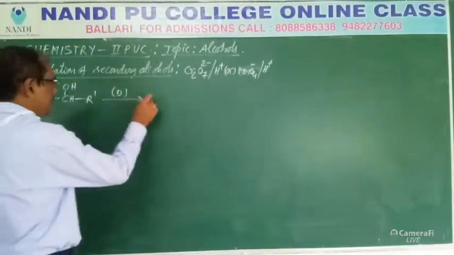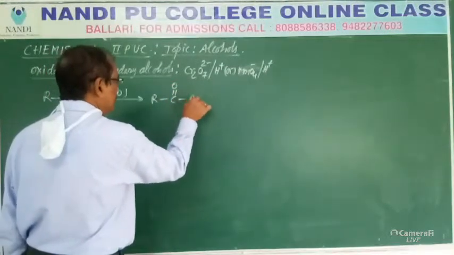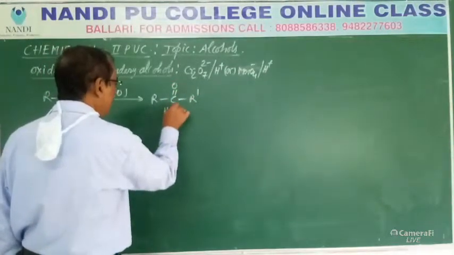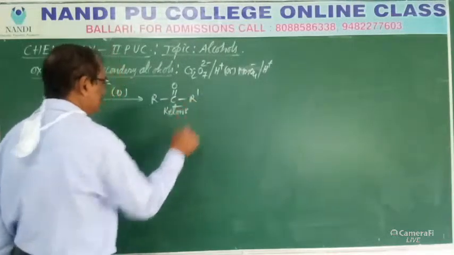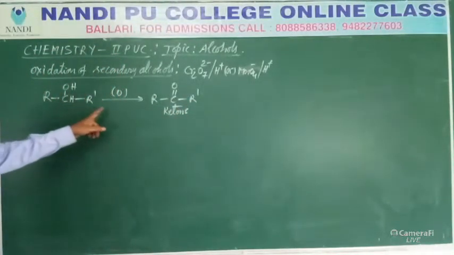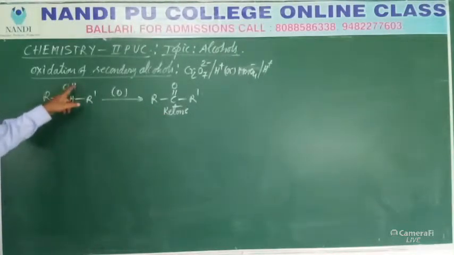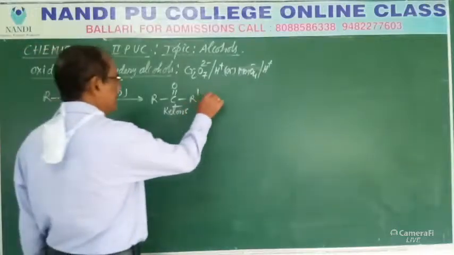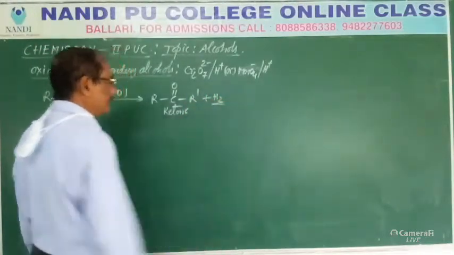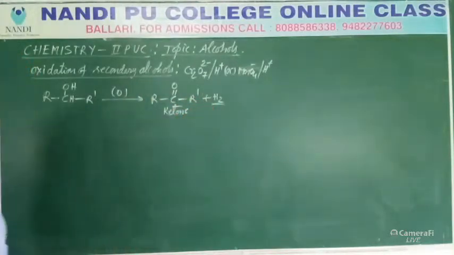So in this case, this will be converted to ketone. This is a ketone. Secondary alcohols on oxidation are converted to ketone. And what is happening here? H and H removed here. H2 is removed. That is the only thing. So we need this only, we don't want this one.